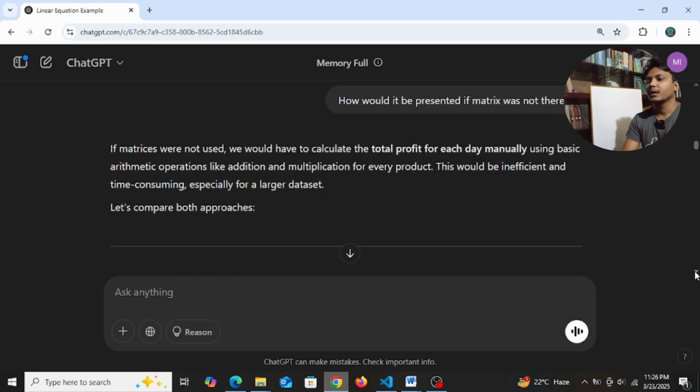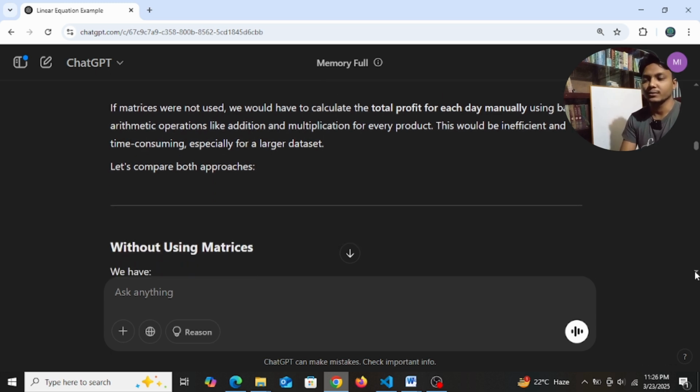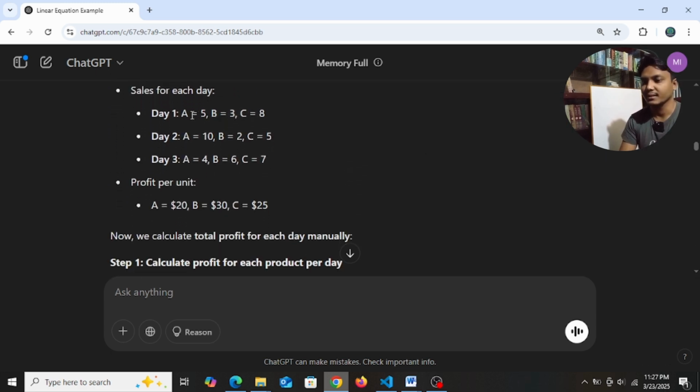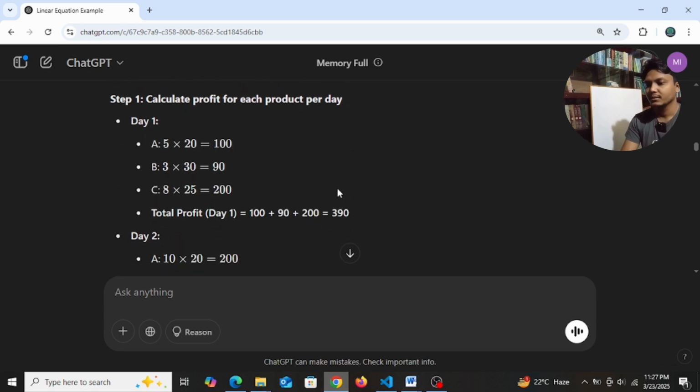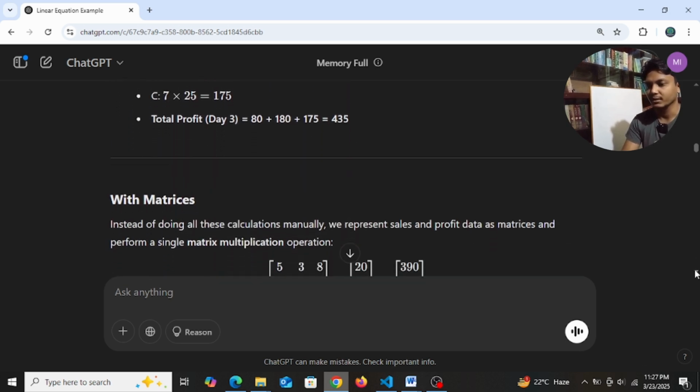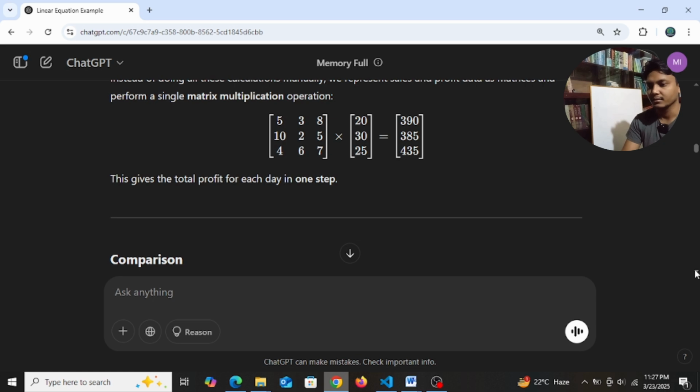Okay, so how would it be represented if matrices were not there? I'm just curious to ask. So you can see here day 1, A equals 5, B equals 3, C equals 8. So profit per unit 20, 30, 25. It's just calculating manually, right? So 5 into 20, 100, 3 into 30, 90, day 2. So these things are being calculated manually and giving me the result.